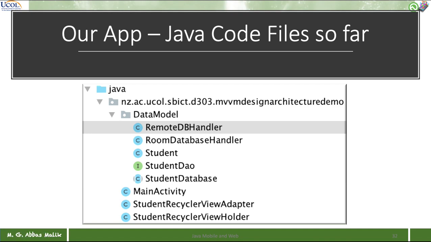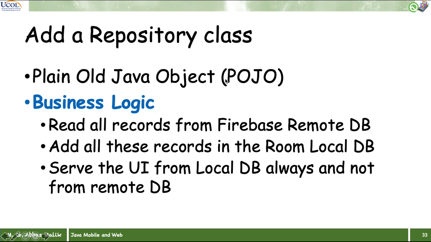And now we need to add our repository. So add a repository class. It's a plain old Java object. It represents the business logic. You read all records from the Firebase database. This is our business logic. Read all the records from the Firebase database, add these records inside our local database, and serve the user interface from the local database always, and not from the remote database.